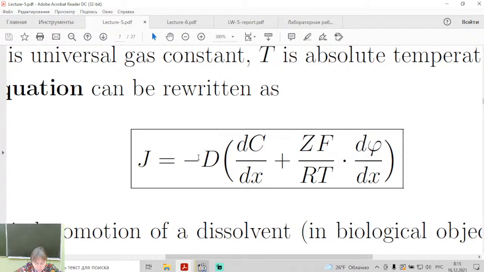Filtration is a movement of water and solute molecules across the cell's membrane due to hydrostatic pressure generated by the cardiovascular system. Depending on the size of the membrane pores, only solutes of a certain size may pass through it. Active transport.